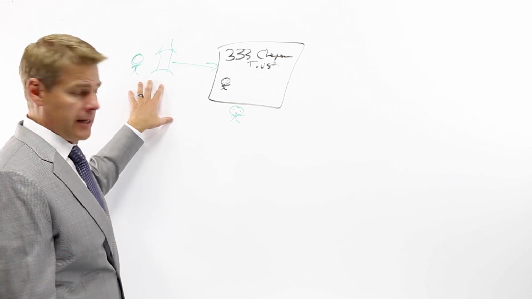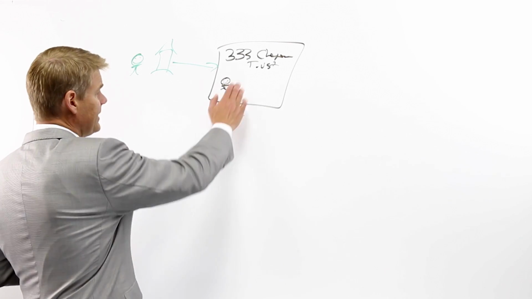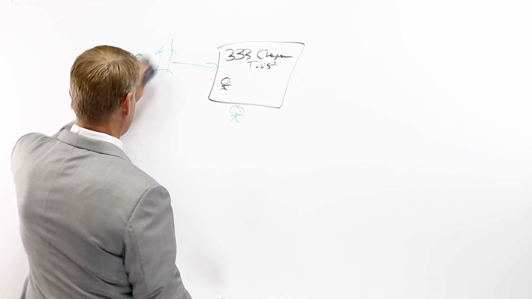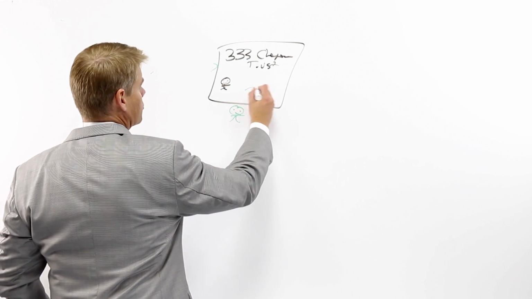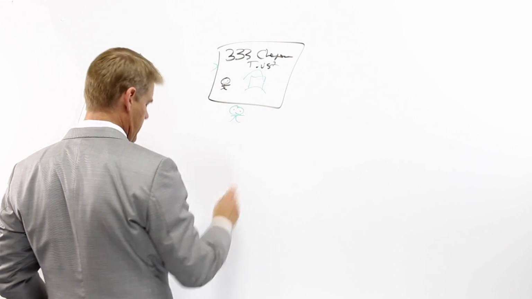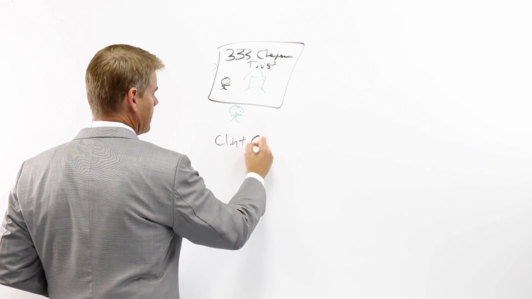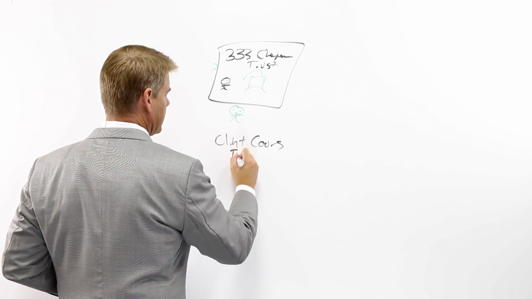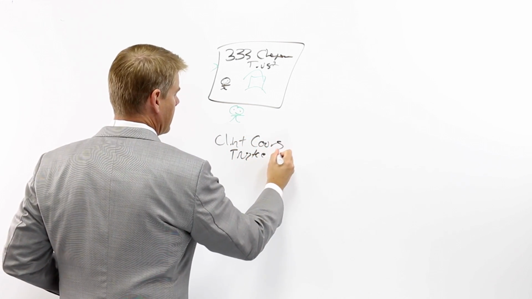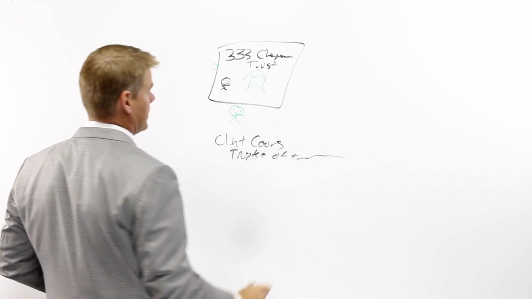So here's what occurs. Title's originally in your name. The property is then deeded into the name of the trust. So we take it out of your name, we transfer it into the trust name, and it goes into that trust as Clint Coons, trustee of the Cheyenne Trust, dated the date of the trust.